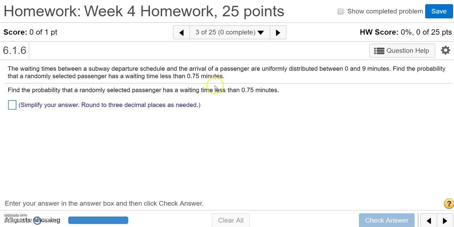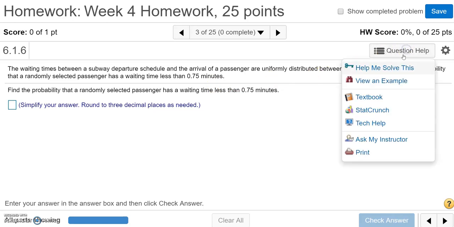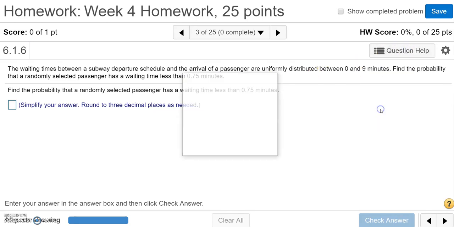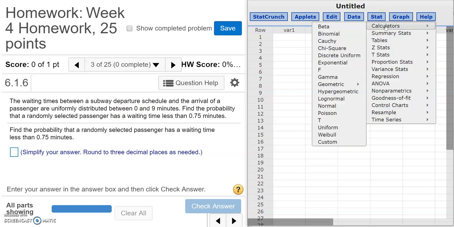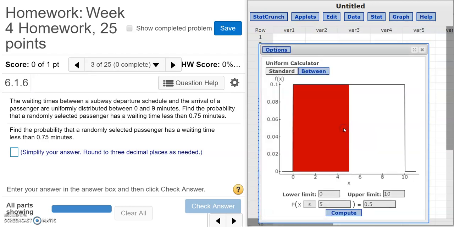To open StatCrunch, we're going to go up to the Question Help tab and select StatCrunch. So here I have my StatCrunch open for me on the right and the question open on the left. Anytime we're talking about a uniform distribution, we can get to that calculator in StatCrunch by going to Stat, Calculators, and Uniform. And it'll open up this nice picture for us.